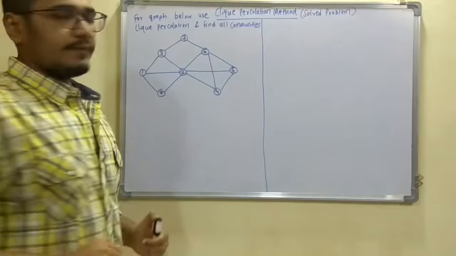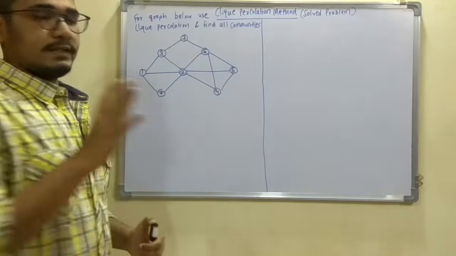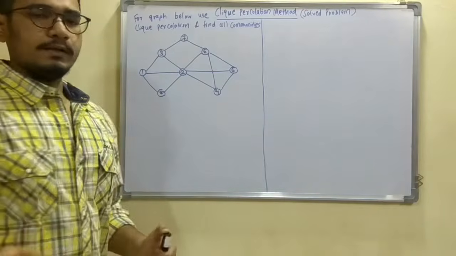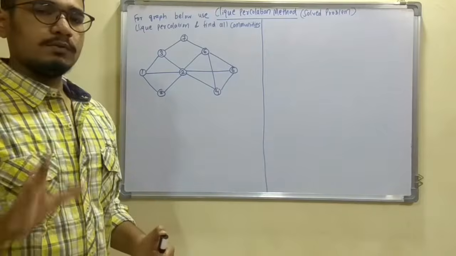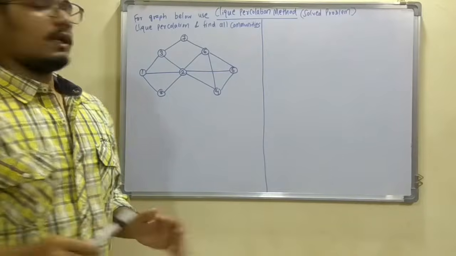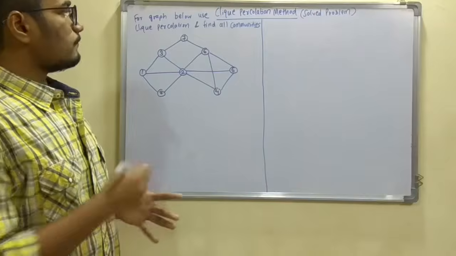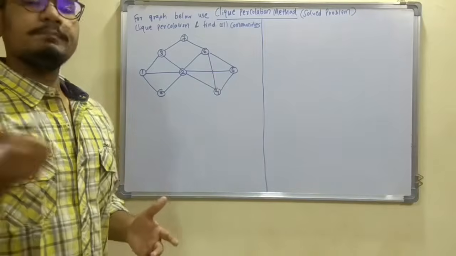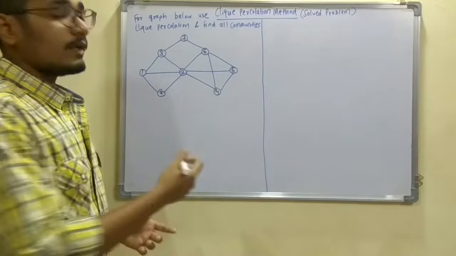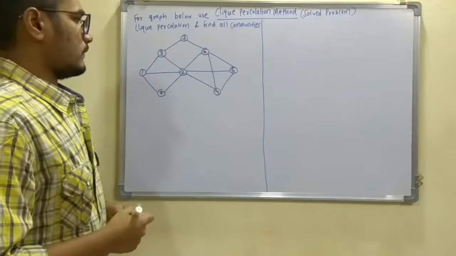There are 7 different vertices, that is 7 nodes and 7 edges are there. Now it is said that for the graph below you have to use the clique percolation method, that is CPM, and find all the communities associated with it.